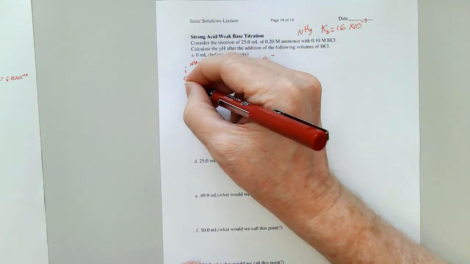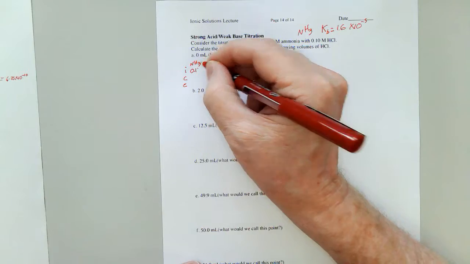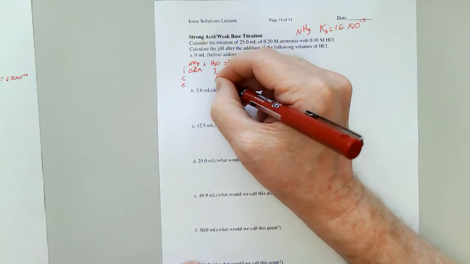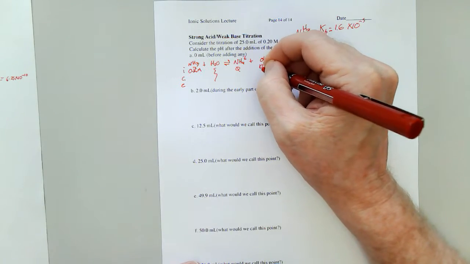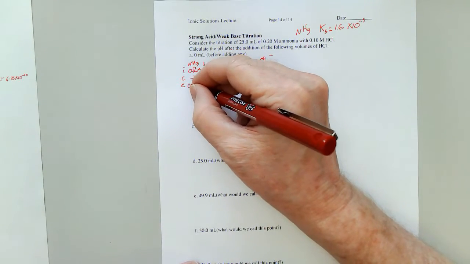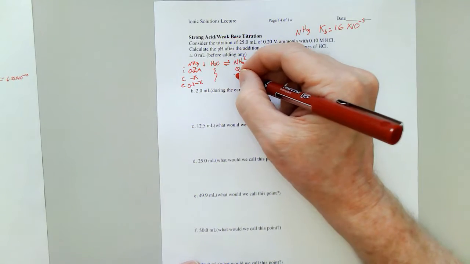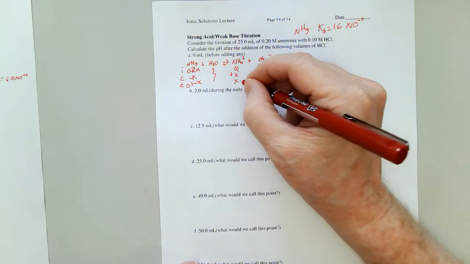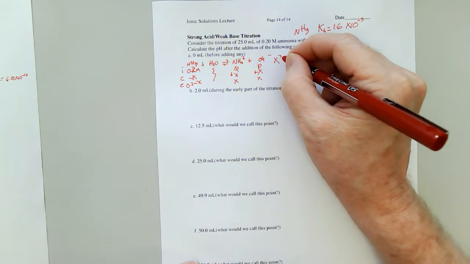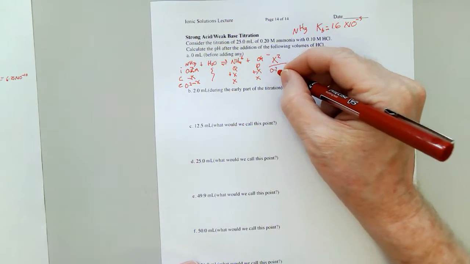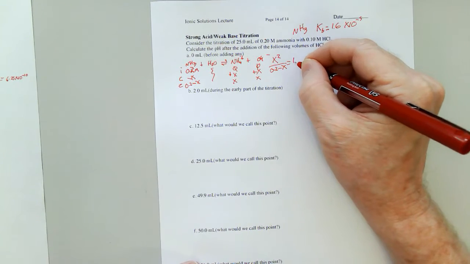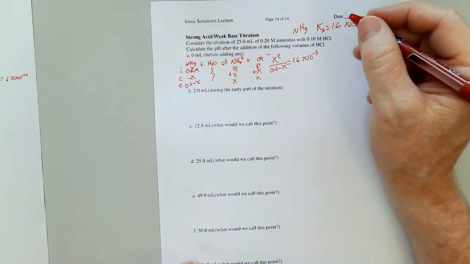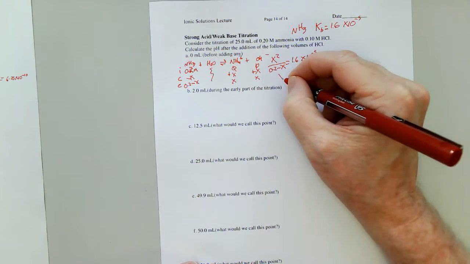Do an ICE box here. This is starting off as, actually it's 0.2 molar. 0.2 molar, ignore that. 0 and 0. Minus X, 0.2 minus X, plus X, plus X, X and X. So my Kb is X squared over 0.2 minus X equals 1.6 times 10 to the negative fifth. Okay, I can approximate that.